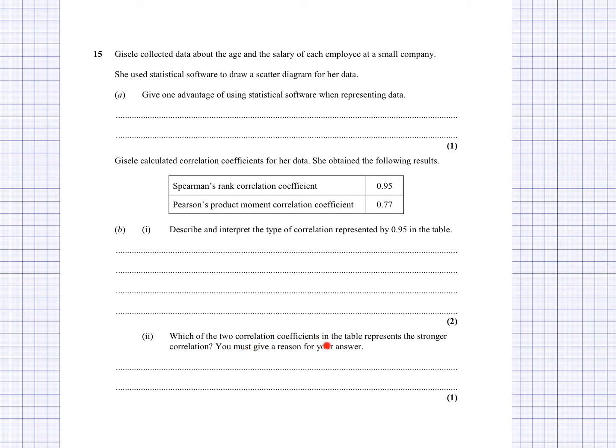Next one, which of the two correlation coefficients in the table represents the stronger correlation? You must give a reason for your answer. So both of them are positive, and this one is closer to one. What would tell us a stronger correlation is how far away it is from zero. So let's say, for example, this was negative 0.95. Negative 0.95 and 0.95 are similar, but negative 0.95 is close to negative 1, and 0.95 is close to 1. So we should state that they're both positive, so the stronger one would be the one that's closer to 1. If they were both negative, the stronger one would be the one that's closer to negative 1. If one of them's positive and the other one's negative, the stronger one would be the one that's furthest away from zero. So that's how you would answer that question.